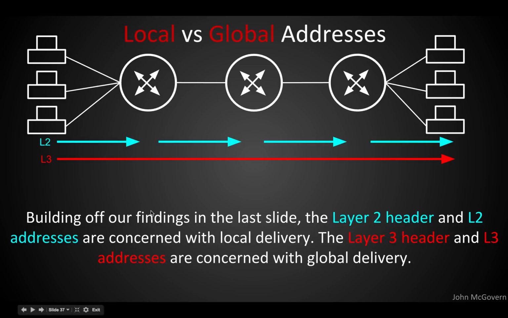So, again, let me restate it. The layer 2 header, part of the packet, and the layer 2 addresses are concerned with local delivery, hop to hop to hop. Layer 3 header is concerned with global delivery, source to destination, say across the internet or across your organization or your home or whatever.